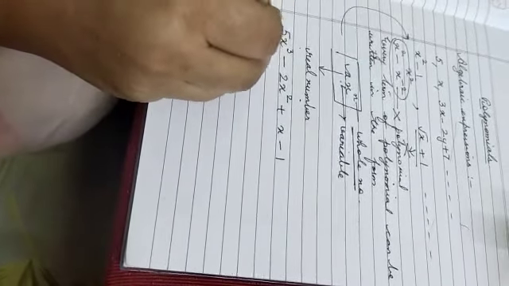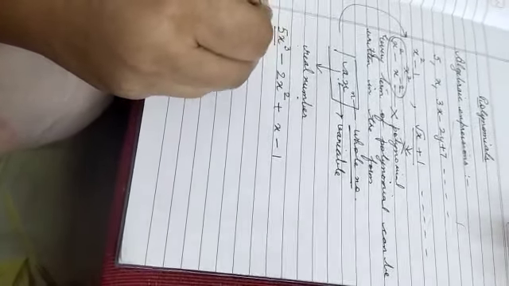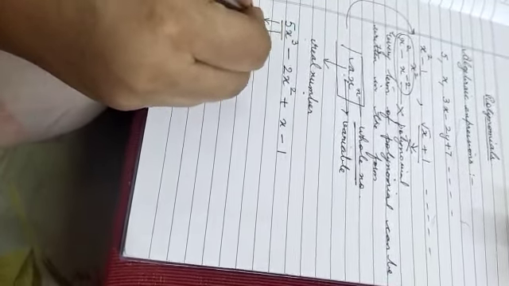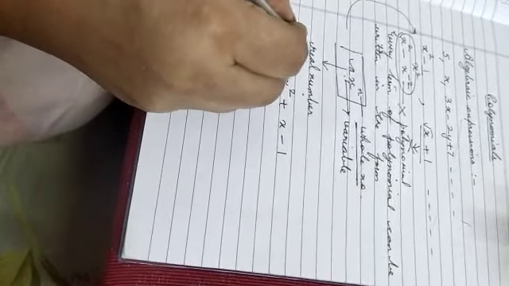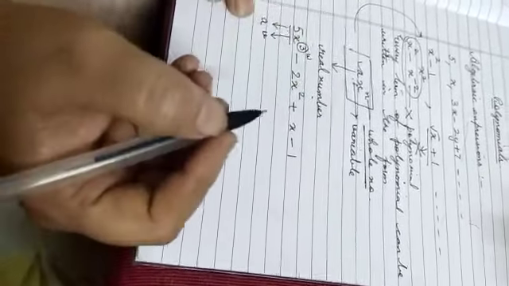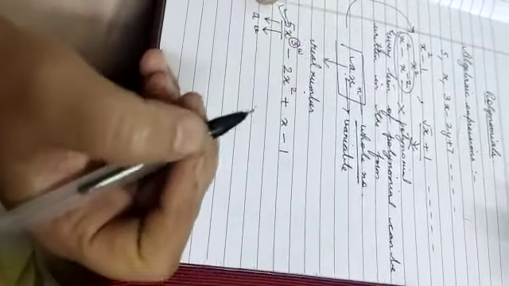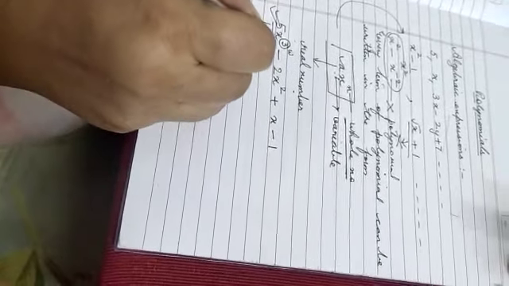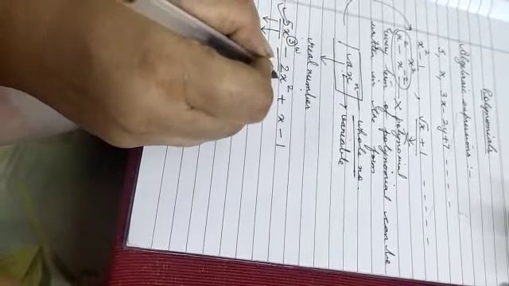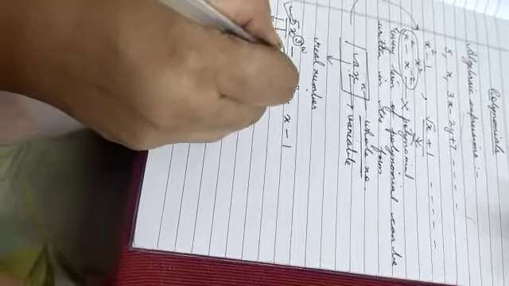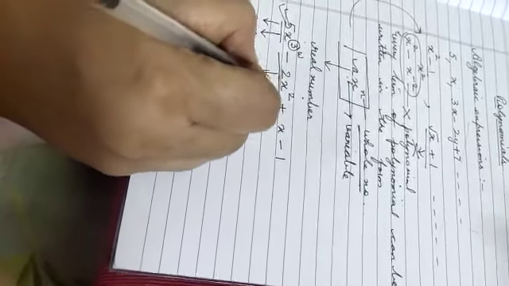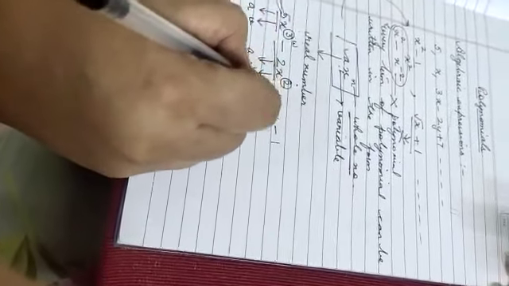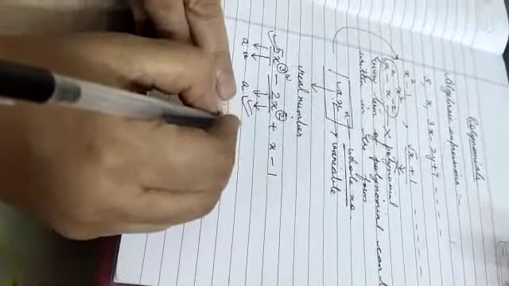See, first term is 5x cube. 5 is the coefficient, which is a real number, x is a variable, and it has the power 3, which is again a whole number. So this term is a valid polynomial term. Now we come to the second term. Minus 2x square is the second term. Minus 2 is a real number, x is the variable with a whole number power. So this is also a valid polynomial term.